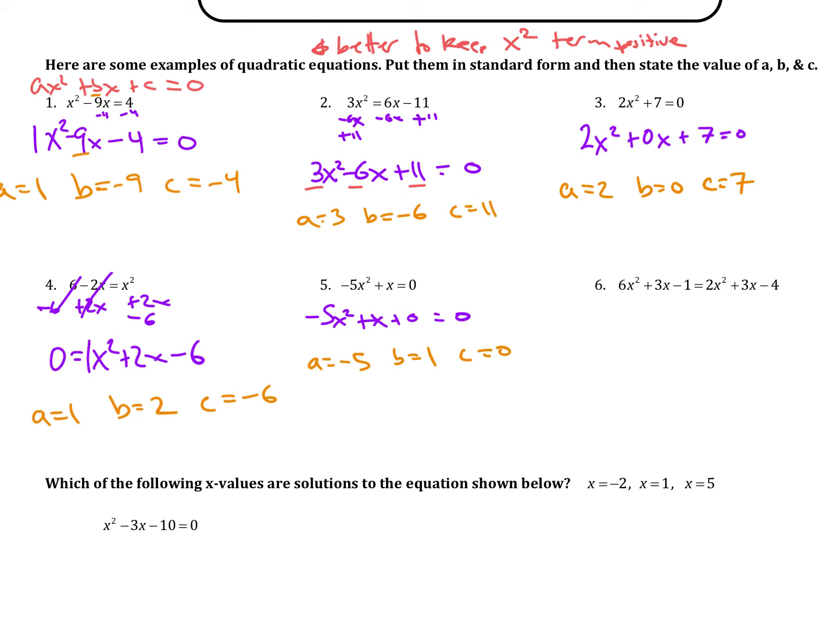Okay, in number 6, what we're going to do is combine our like terms. Let's see, I have 6x squared and 2x squared. So I want to subtract the 2x squared. That way I still am left with positive 4x squared. And so then I'll subtract 3x from both sides, which cancels out, plus 0x. And then I'll add 4, because my goal here is to get everything to the left side. So that would be negative 1 plus 4 is positive 3 equals 0. And so then I can see that a equals 4, b equals 0, and c equals 3.